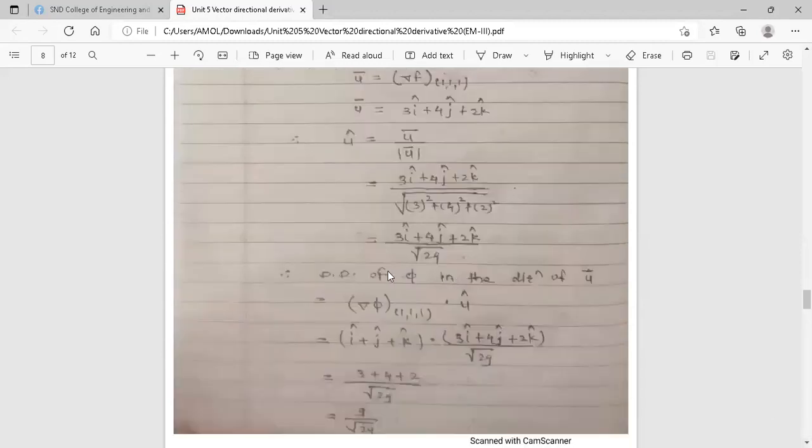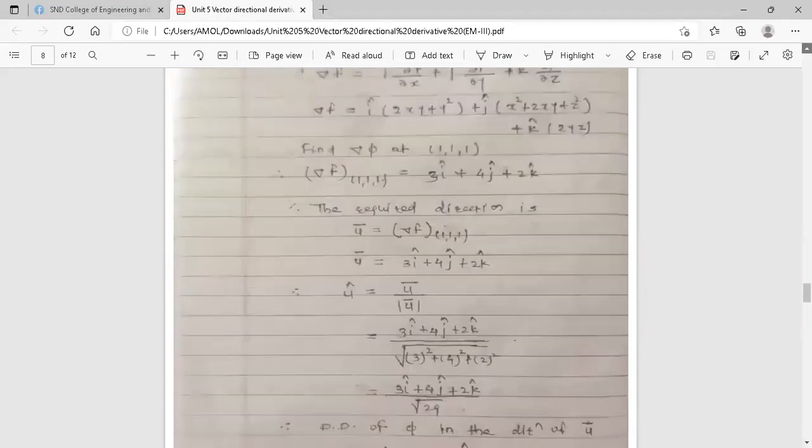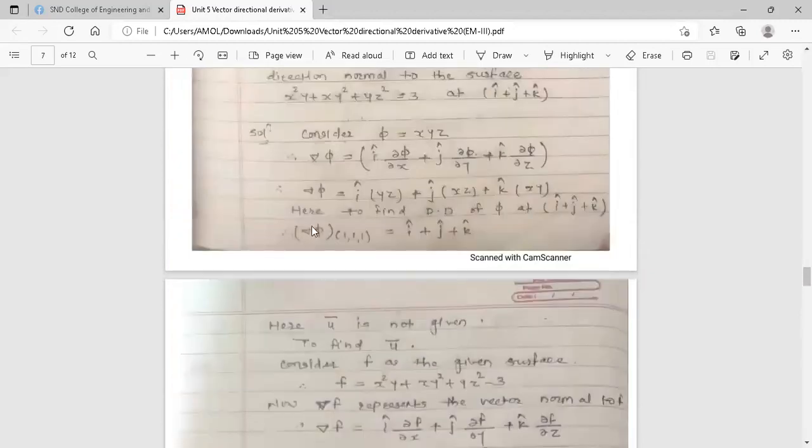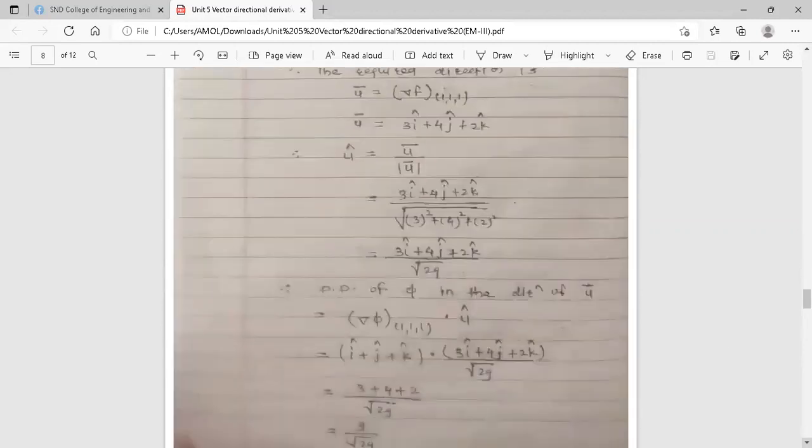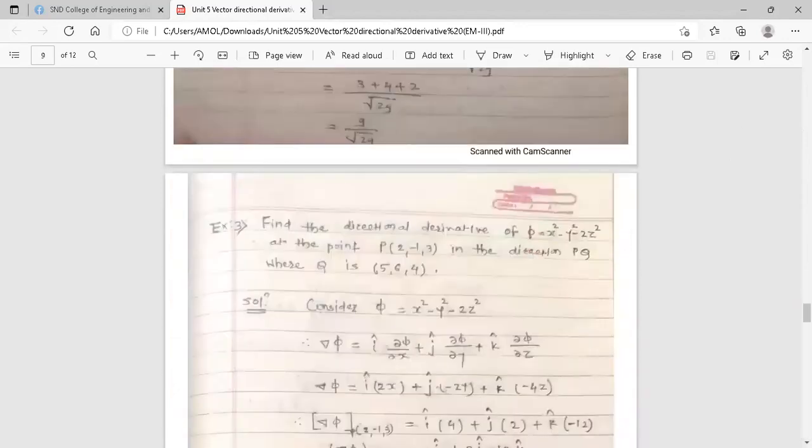Now we are going to find the directional derivative of phi in the direction of u bar. It is equal to del phi at 1, 1, 1 dot u cap. Now del phi at 1, 1, 1, we have calculated it initially, and its value is here. Del phi at 1, 1, 1 is i cap plus j cap plus k cap. You write down that value. So it is i cap plus j cap plus k cap dot u cap. What is u cap here? 3i cap plus 4j cap plus 2k cap upon under root 29, with the denominator term under root 29 as it is.